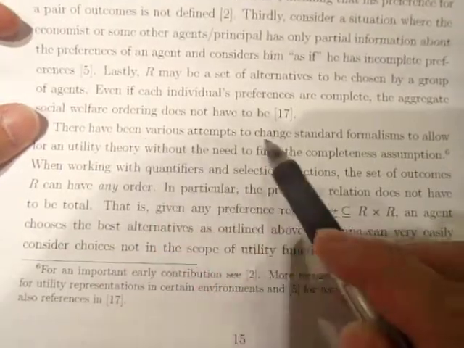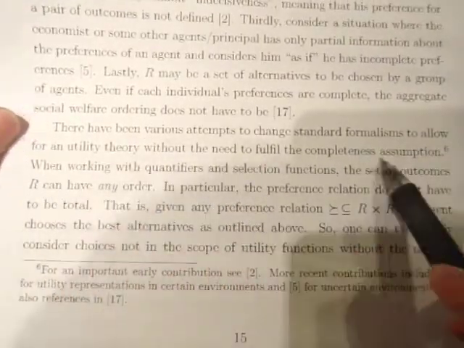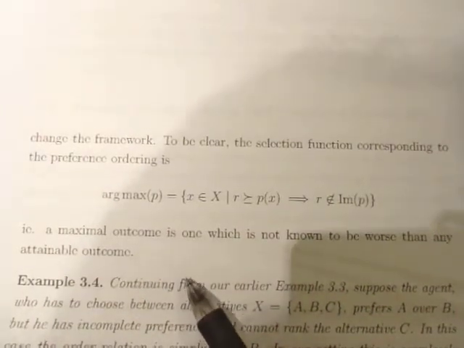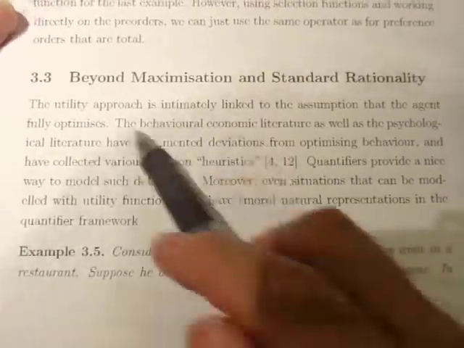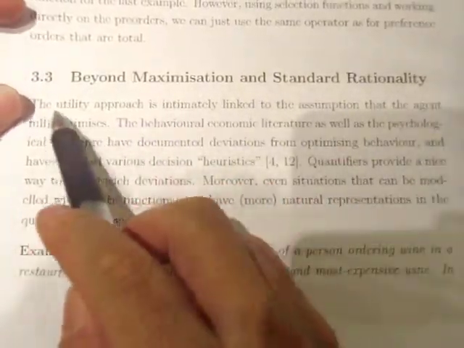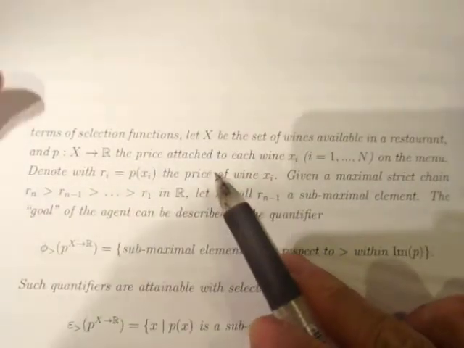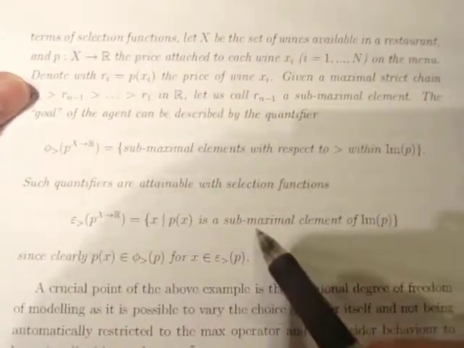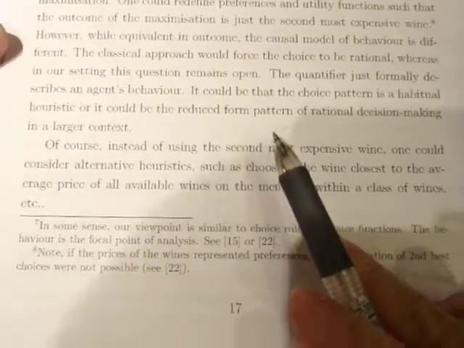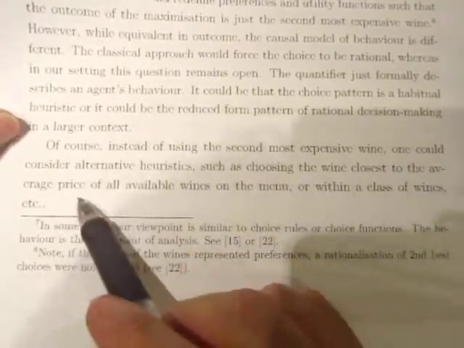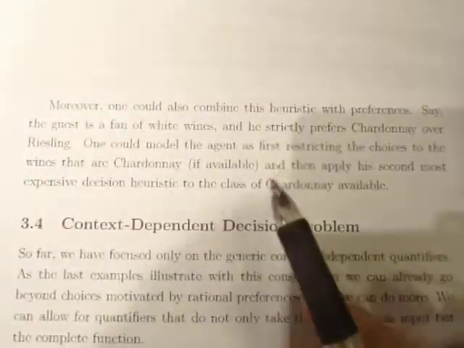There have been various attempts to change standard formula rules the theory for the assumption. Context from the example of the agent for the between cells. Beyond a maximum standard rational and approach the range assumption agent optional. Such quantity attention to function. Of course, instead use the second example where the could heuristic called the variable culture Wayne menu.